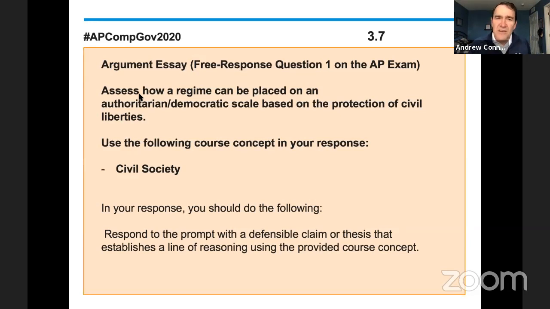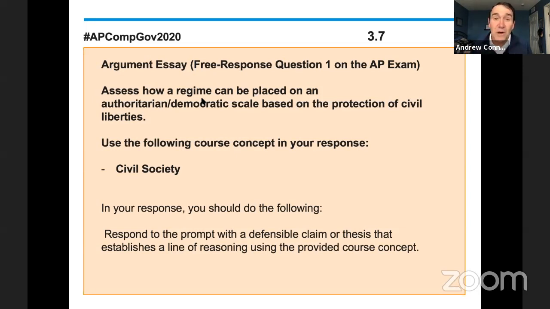I don't predict questions. But I like the idea that an argument essay gives you a chance to have a broad overview, to maybe not just say yes or no and here's why, but give a broader take. So: assess how a regime can be placed on an authoritarian democratic scale based on the protection of civil liberties. Literally that comes straight from the course description, but you can turn that into an argument essay.